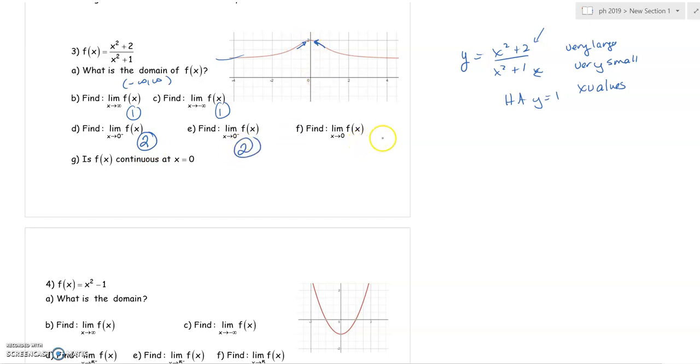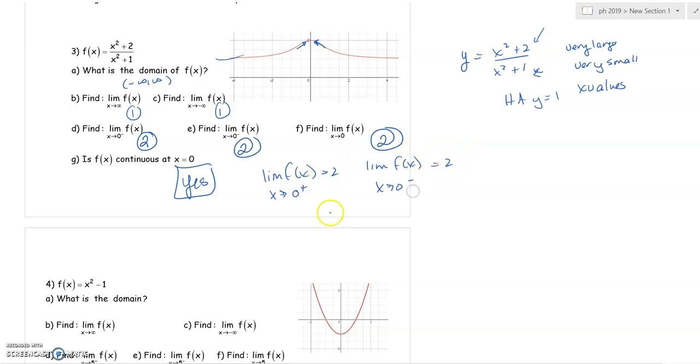So our limit of the function as x approaches 0 is 2. So is the function continuous at x equals 0? Yes, because the limit of the function as x approaches 0 from the right and the limit as x approaches 0 from the left are both equal to 2, and f of 0 is 2. So yes, the function is continuous at x equals 0.